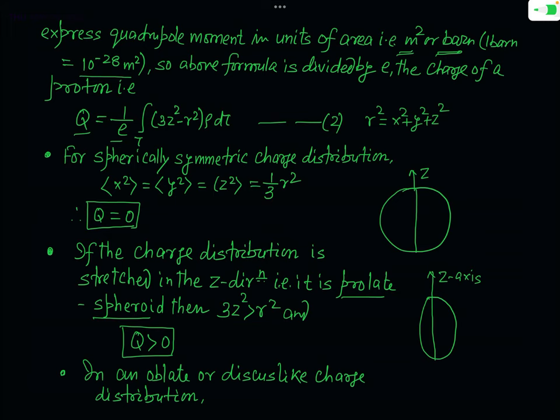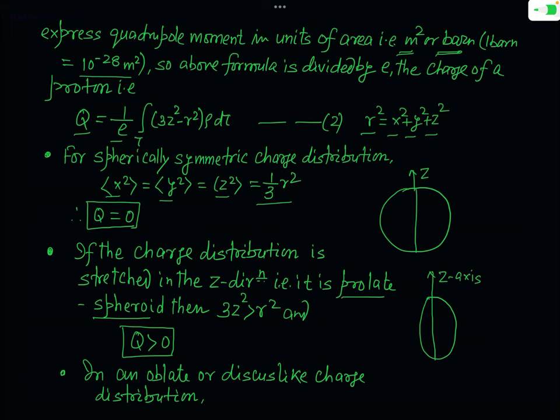Okay, now you can see if our nucleus is spherical, or you can say the charge distribution of the nucleus is spherically symmetric about this z axis, then what will happen? In this condition, the mean values of x square, y square and z square will all be equal if the charge distribution is spherical. And as you know, r square is equal to x square plus y square plus z square, where x, y, z is the space coordinate of the volume element. So in this condition, z square is simply 1 over 3 r square.